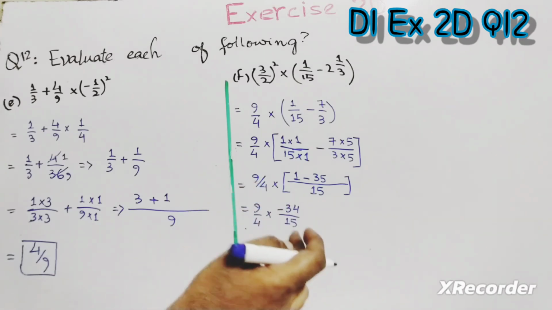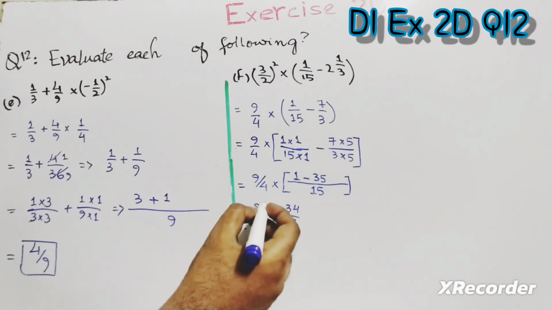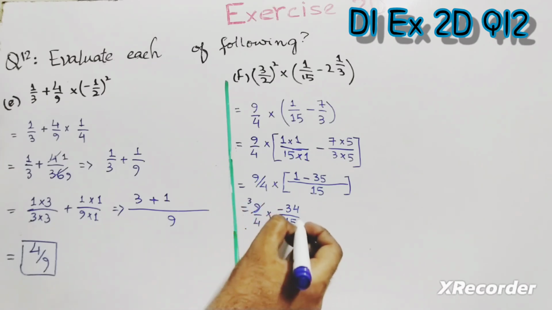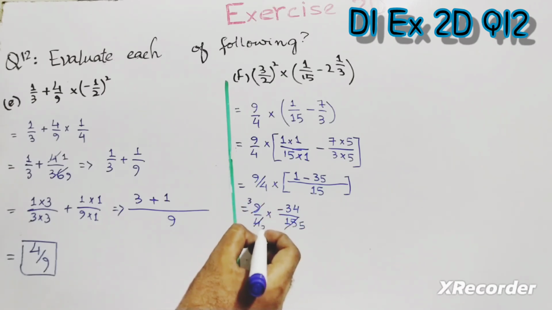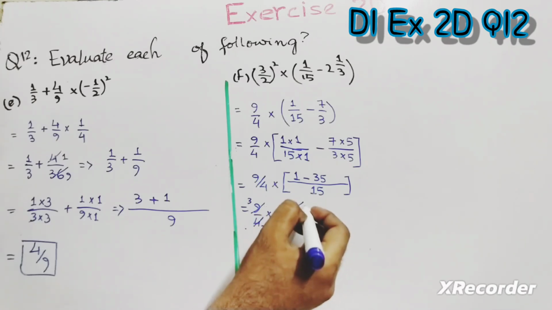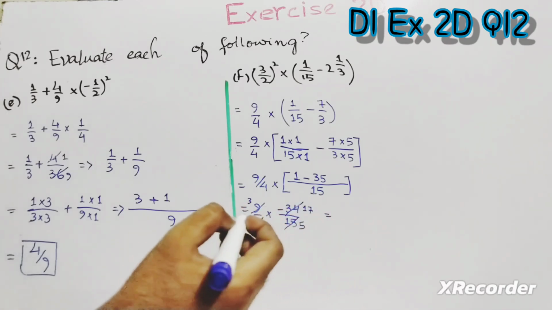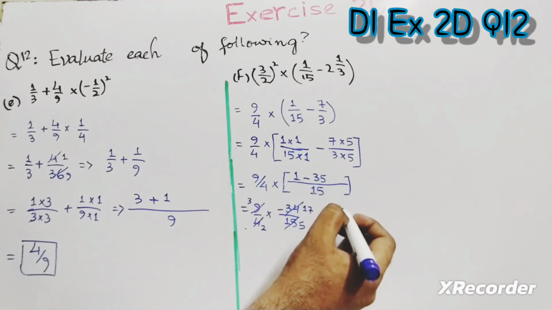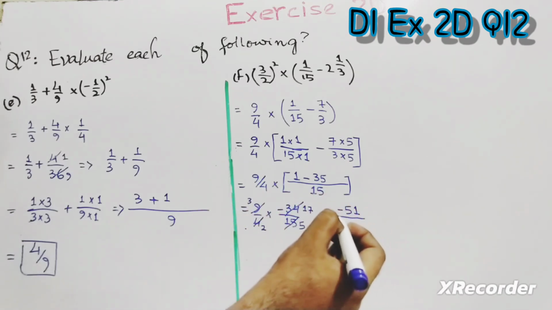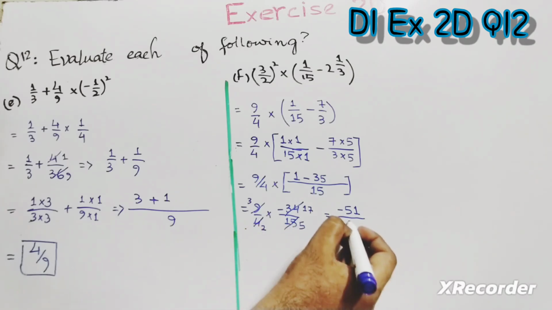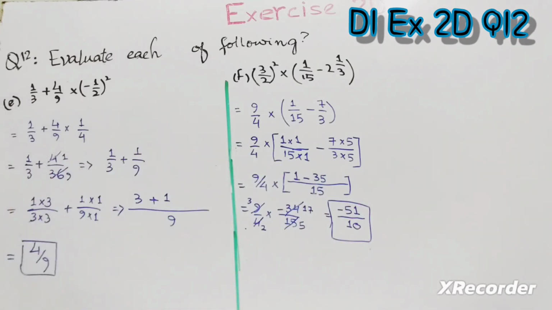Now we can cut these two numbers with the table of 3. 3 times 3 is 9, 3 times 5 is 15, 2 times 2 is 4, 2 times 17 is 34. So what we get is minus 51 upon 2 times 5 is 10. That is our required answer.